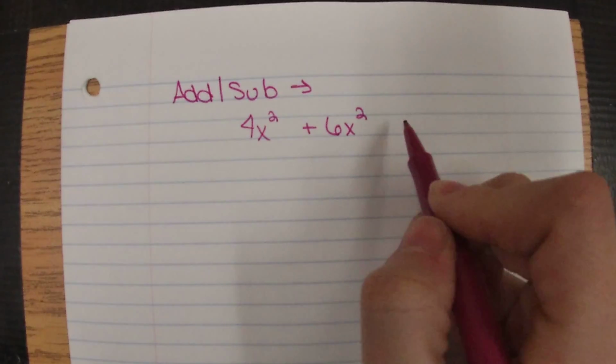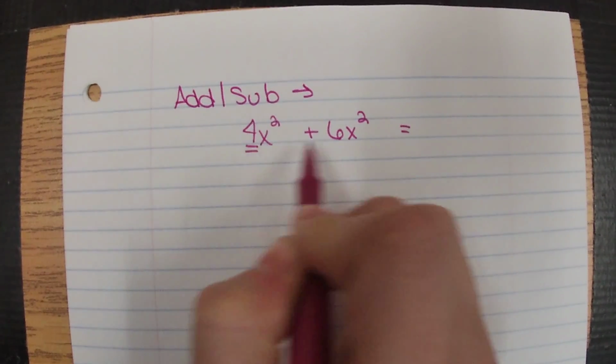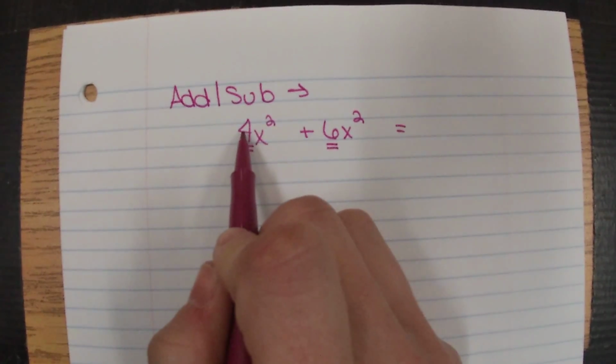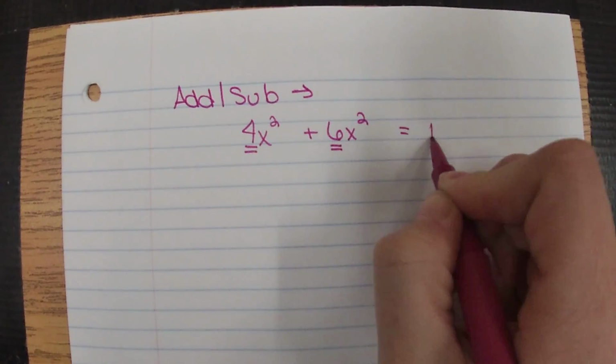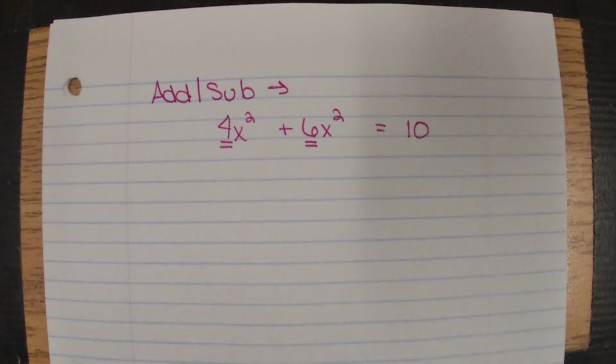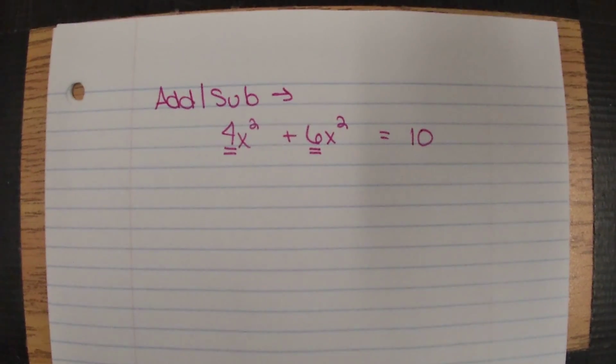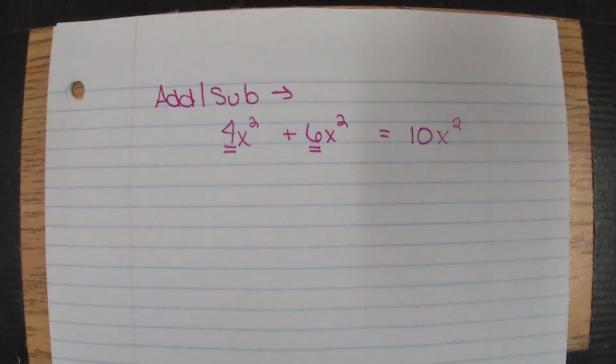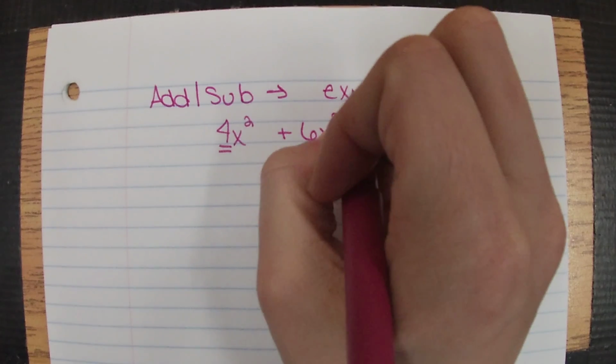Okay, and then the rule says once we add them, we are going to add the coefficient, the number in front, just like normal. So 4 plus 6 equals 10. And then the exponent is going to stay the same. So if it was a 2 and we're adding it to a 2, we're keeping an answer with an exponent of 2. So when we're adding and subtracting, our exponent stays the same.